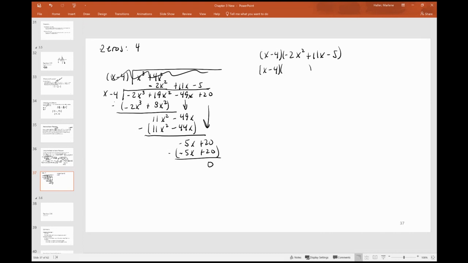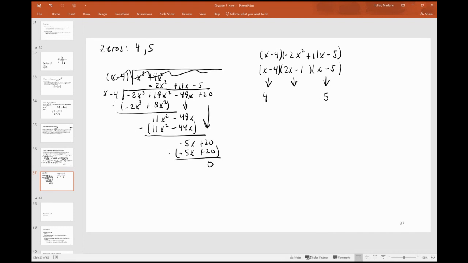When we factor it, what do we have? 2x minus 1 times x minus 5. So the zero that x minus 4 leads to is 4. That's the one we saw from the graphing calculator. The zero that x minus 5 leads us to is 5. So that's one of the zeros.